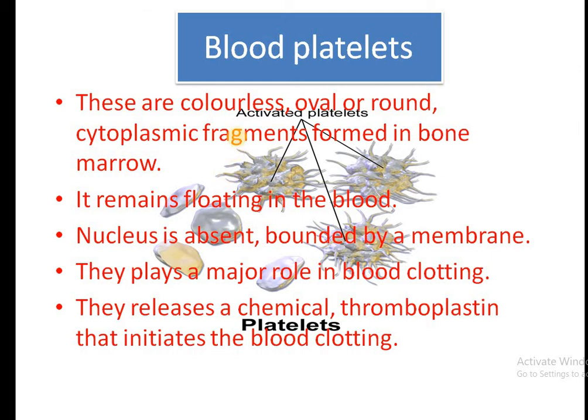The next important component is blood platelets. These are colorless, oval or round or of any other shape. They remain floating in the blood, and here you can see the nucleus is absent. They play the major role in blood clotting as they release the chemical known as thromboplastin that initiates blood clotting.